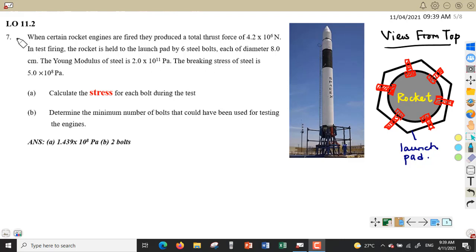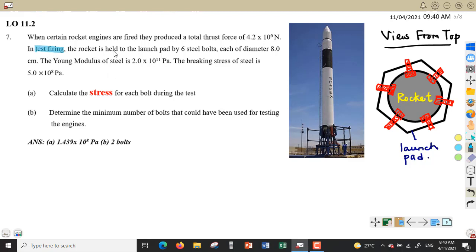Boys and girls, we have question 7. When a certain rocket engine is fired, it will produce a total thrust force of 4.2 × 10^6 Newton. So in testing, we just want to fire it only, but the rocket is not yet fired into the air. Rocket belum launch lagi ya, kita just nak testing sahaja.